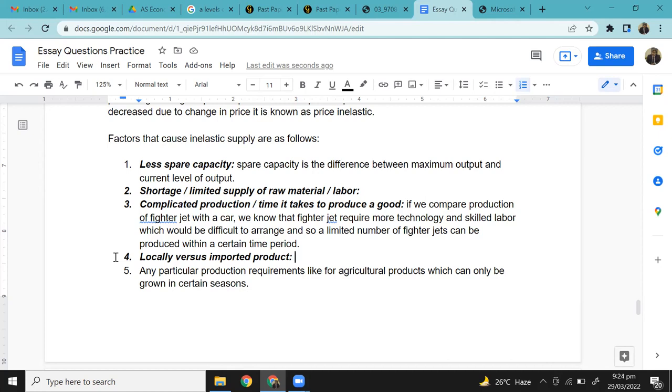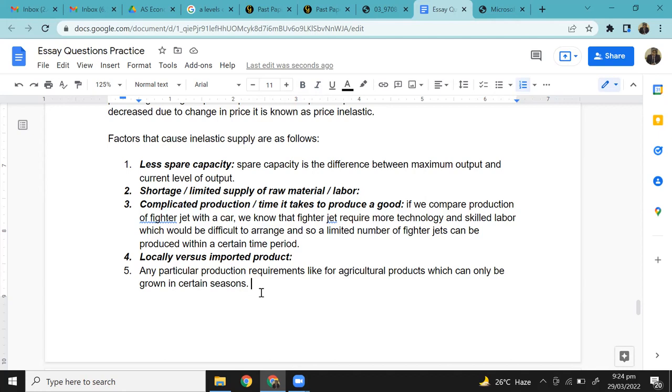On the other hand, if you're producing locally, you can produce some amount. You first see whether those products are being sold or not. If those products are being sold and you realize that there's high demand in the market, then you can produce more and so on. Are you getting me? So it is much easier to increase and decrease production for locally produced goods compared to imported products, right?